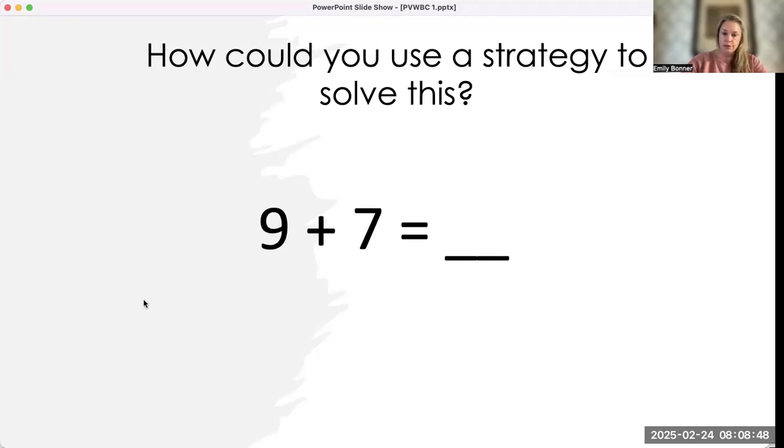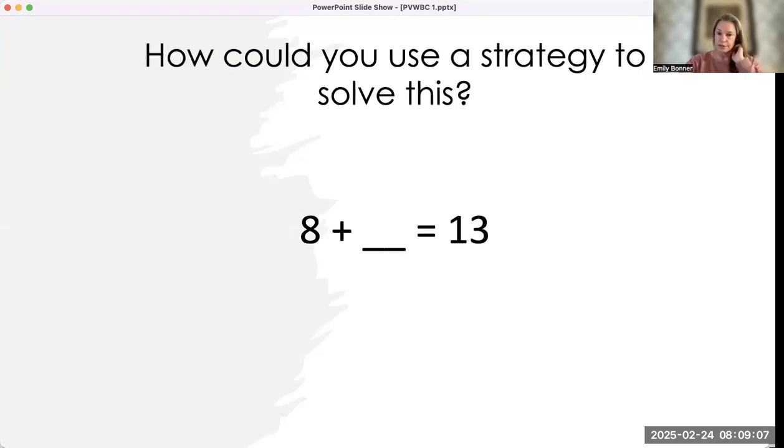Okay, and for this one, I was thinking of this one as a make it 10 strategy, but I've also seen students kind of surprise me and do doubles plus 2. So 7 plus 7 plus 2, which is another great strategy. And it's a really nice contrast to that make it 10, and you can show why they give you the same answer. Okay, and then same with this one.